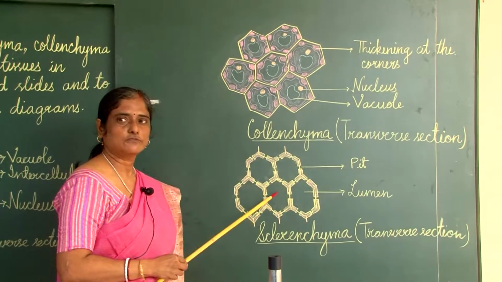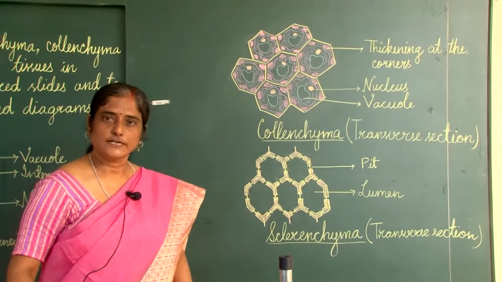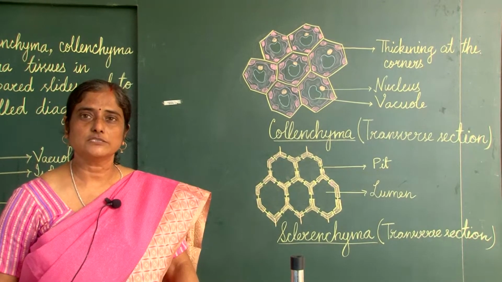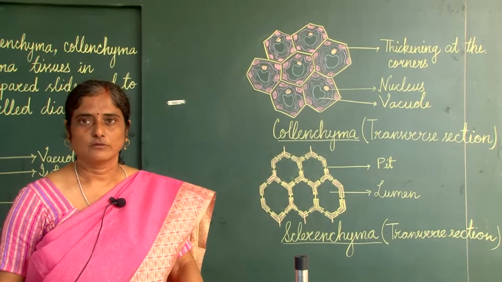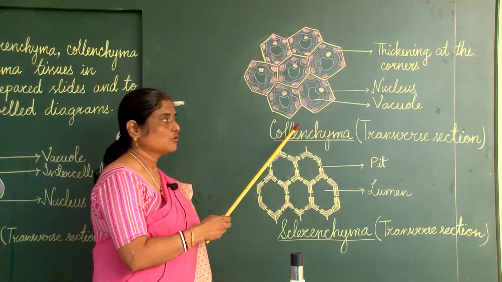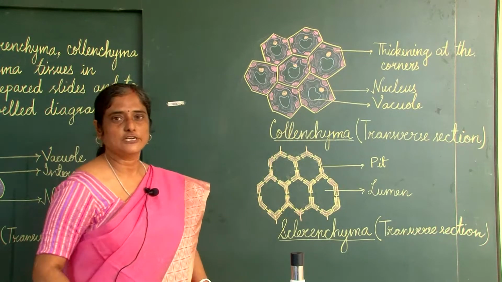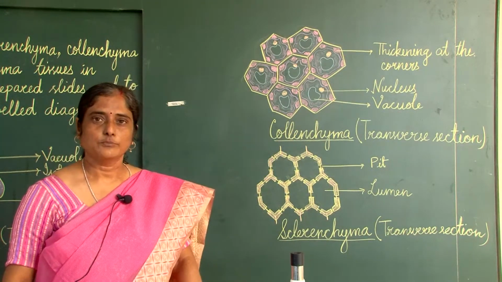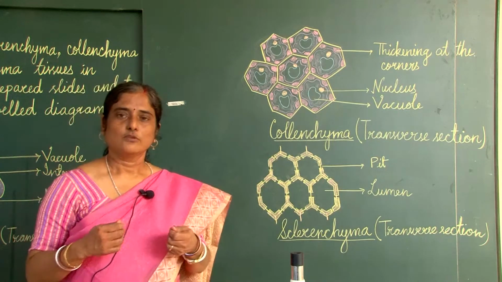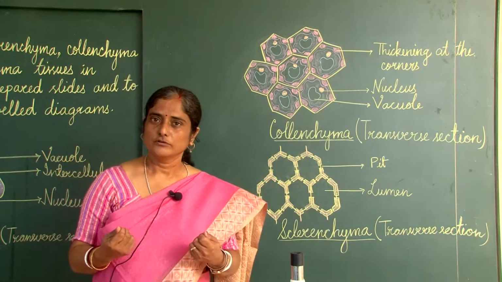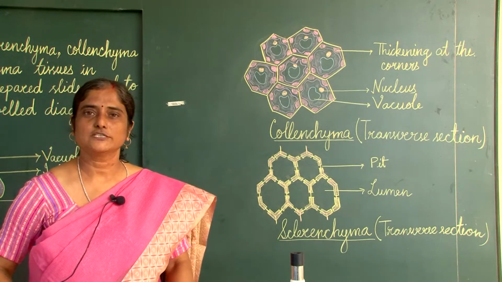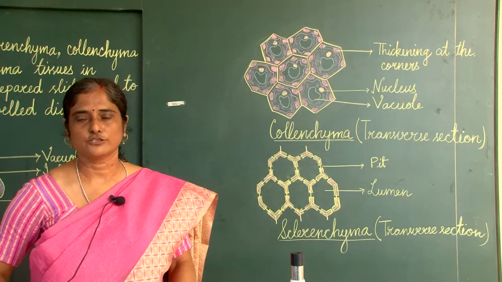What is the function of these cells? These cells are dead, but they have a great function. They provide mechanical strength to the plant body. You may wonder what is the function of the collenchyma? Collenchyma provides flexibility to the plant body. The petiole of the leaf and the herbaceous stem, we can bend it without breaking it, right. That is why collenchyma provides the flexibility to the plant tissues.